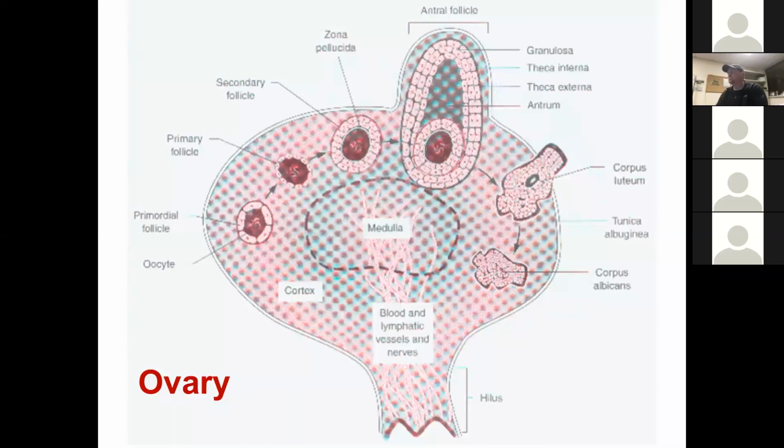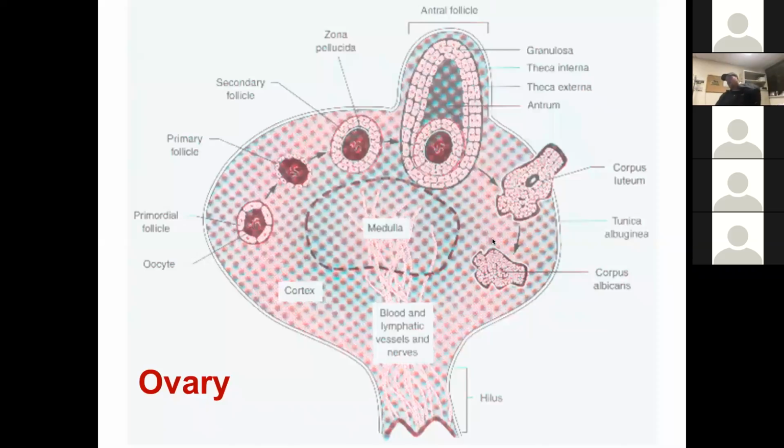So progesterone is the one we're talking about. We'll talk about this more later, but how many people by show of hands have ever dealt with a synchronization protocol? How many people have ever synchronized cows? Can I get a count? Has anybody? So I'll take that maybe as a no.